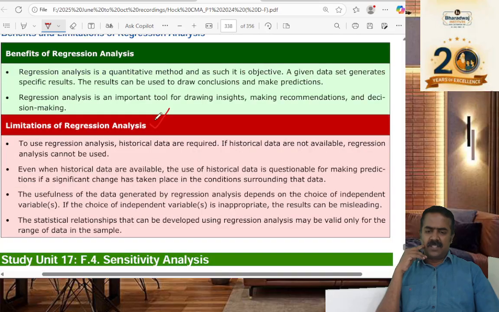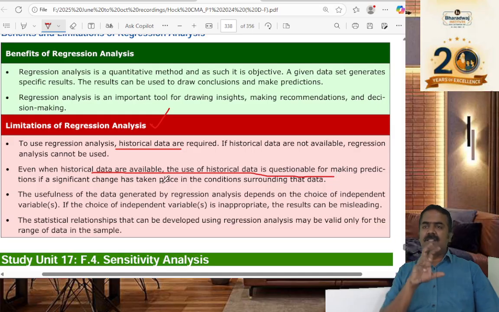That is the limitation of which analysis? Regression analysis. One, you require historical data. Even if the historical data is available, it is questionable. Why is it questionable? Based on that, you cannot do predictions.